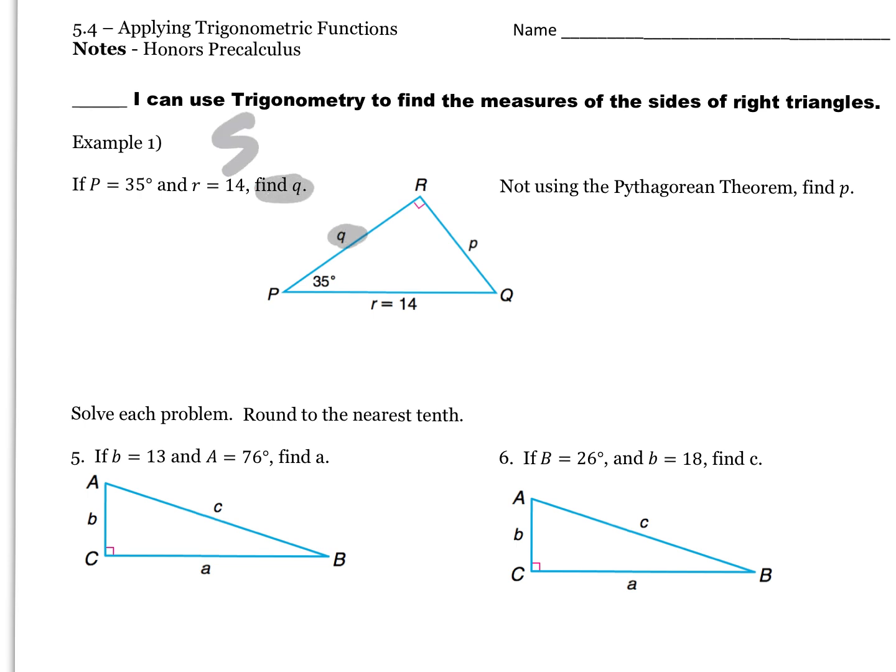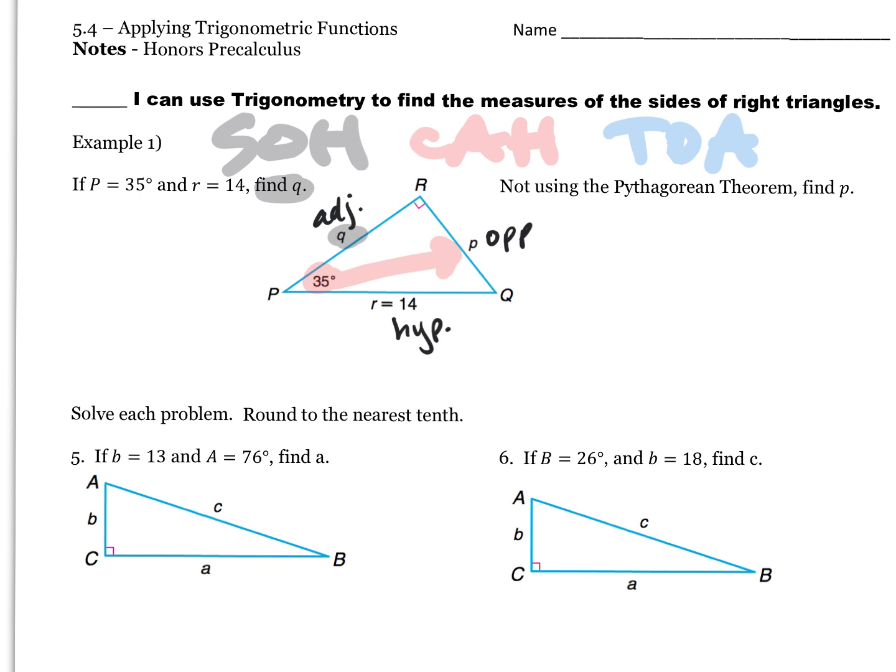And if we know SOHCAHTOA, what could we do to find Q? Yeah, so if they gave us 35, I know P is my opposite side. Opposite I don't have. I also don't have the adjacent, but do I have the hypotenuse? Okay, so could I do sine? Yeah, I could do sine, but that would get me P. And for this one, they wanted Q, right?